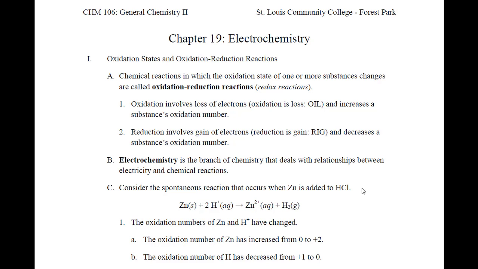Chem 106, Chapter 19, Electrochemistry, Lecture 1. The first part of the chapter deals with oxidation states and oxidation-reduction reactions.